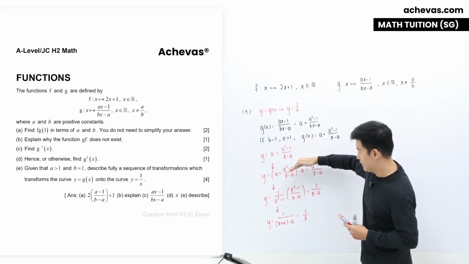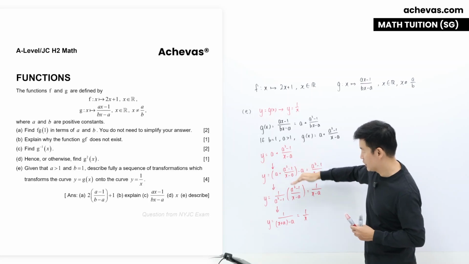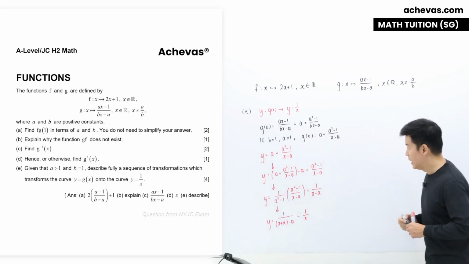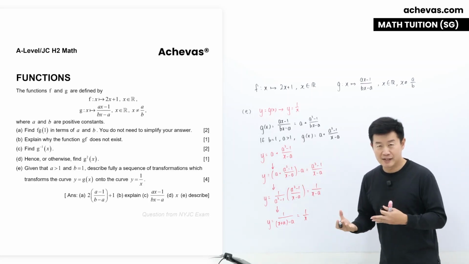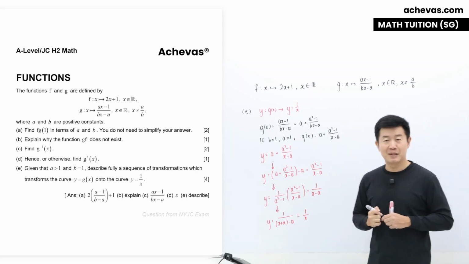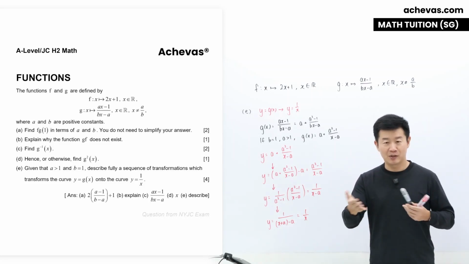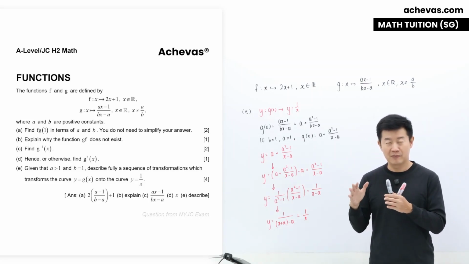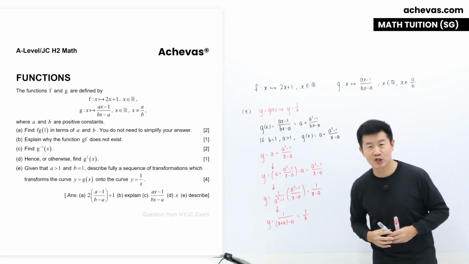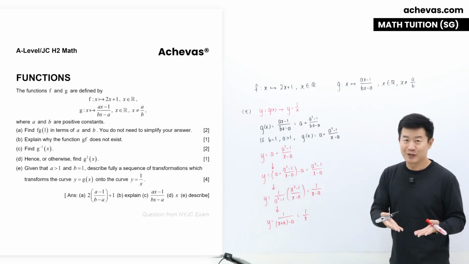So we are seeing clearly how the sequence of transformations are taking place, and we will describe this in words. I'm going to use a bit of symbol here, but please, in your exam, you're expected to write them properly in phrases that probably your school has already shared with you. So please do that, okay?